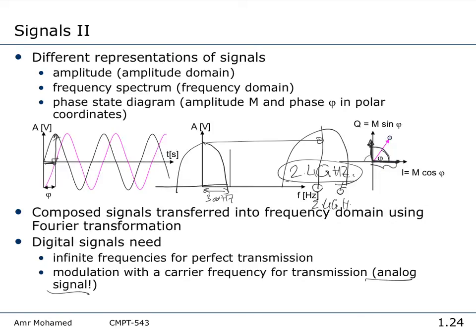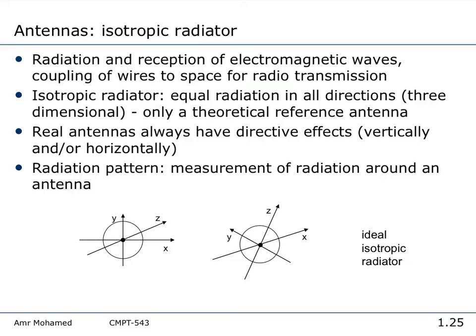So these are the three representations of the signal. We have the amplitude-time, and we have the frequency domain representation, and we have the state or phase state diagram. So once we modulate the signal, now we can send the signal through the antenna. So now what we need to understand is how the antenna actually represents this analog signal to the outside. The antenna design is another aspect of research which normally we don't do, but the antenna represents the analog signal using electromagnetic radiation. So it converts the analog signal with the amplitude and everything into an electromagnetic field around the antenna.